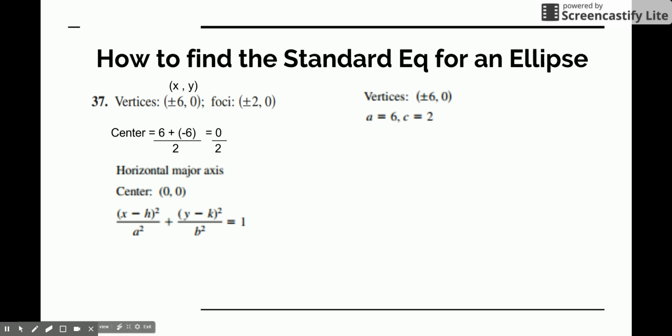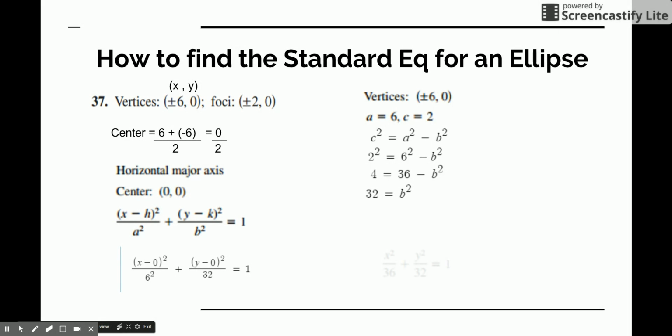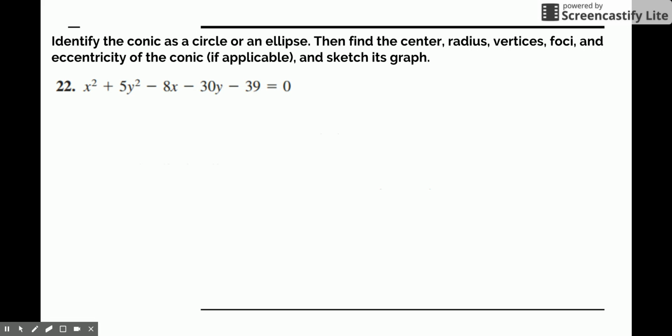Next, you're going to want to figure out a. a is the distance between the center and the vertices. So 6 away from 0 is 6 units, and the same goes for the foci, which is 2 away from 0, so 2 units. Then you can plug into the equation and get 2 squared equals 6 squared minus b squared, and 4 equals 36 minus b squared, which goes to 32 equals b squared. And before you square root this, you can just plug it right on in. You get this equation, and that equates to this one.